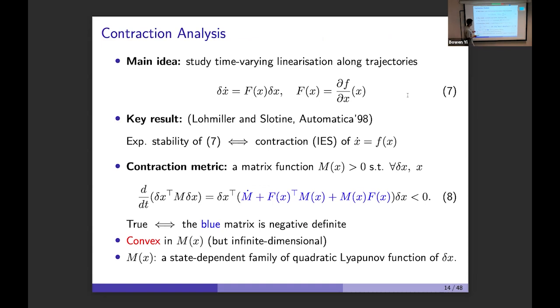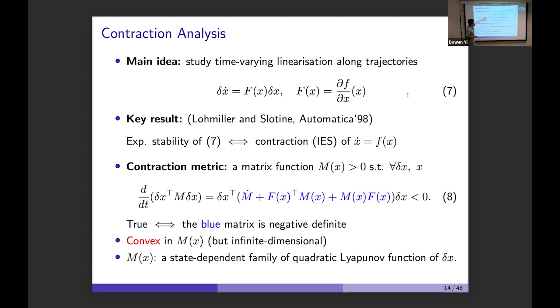We come back to the original system here, x dot equal to f(x), and we have this time varying linearization of delta x. Here the Jacobian matrix, we do the linearization along all the feasible trajectories, not a single one, but it should guarantee this along all the trajectories. The key result is from Lohmiller and Slotine, a very famous paper in contraction analysis published more than 20 years ago. It claims that the exponential stability of the associated linear time varying system along the trajectories is equivalent to the contraction property of the original nonlinear system.